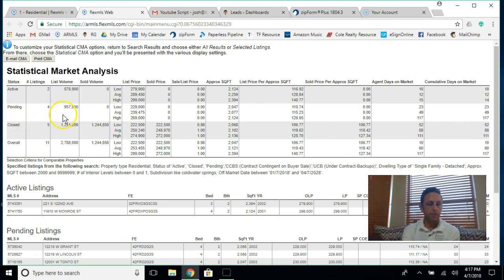And then closed. If you add up all 5 homes that sold, the list total was 1.2512 million, and they actually sold for $1,244,850. List price versus sold price. The list price was on average $250,240. The average sold price was $248,970.